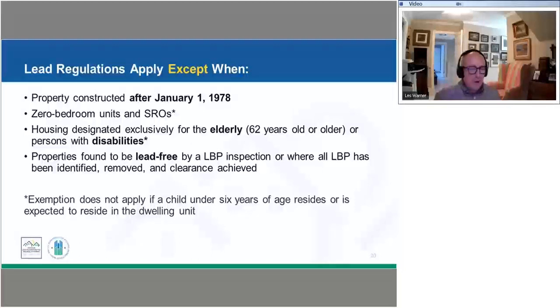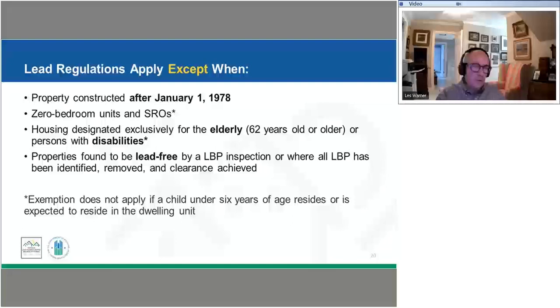So we said that our focus on this is going to be assisted targeted housing. So those properties that are constructed after January 1st of 1978 are going to be exempt. So part of your process is determining the assisted unit that you're dealing with, when was it actually constructed. You may have units in your portfolio that are built on or after January 1st of 1978, and so they're going to be exempt from this rule.